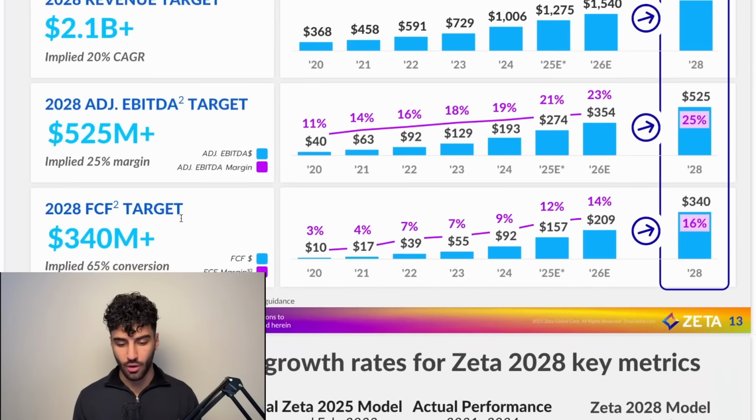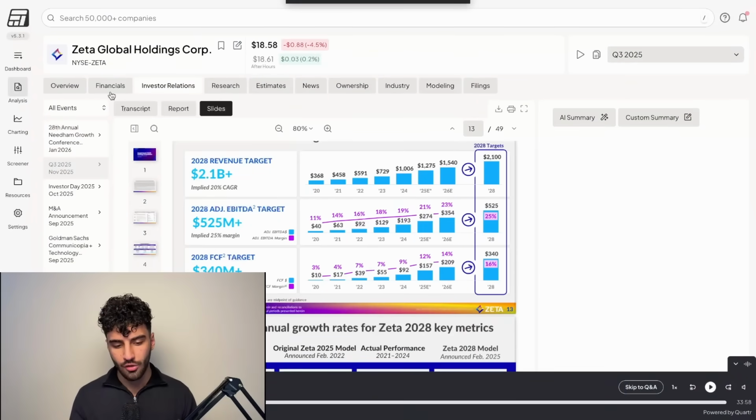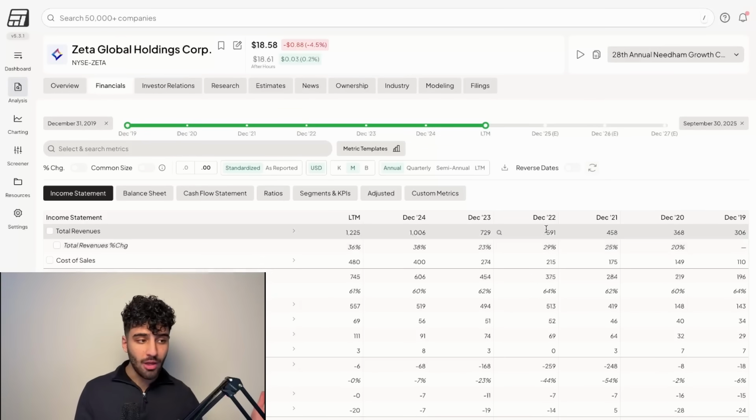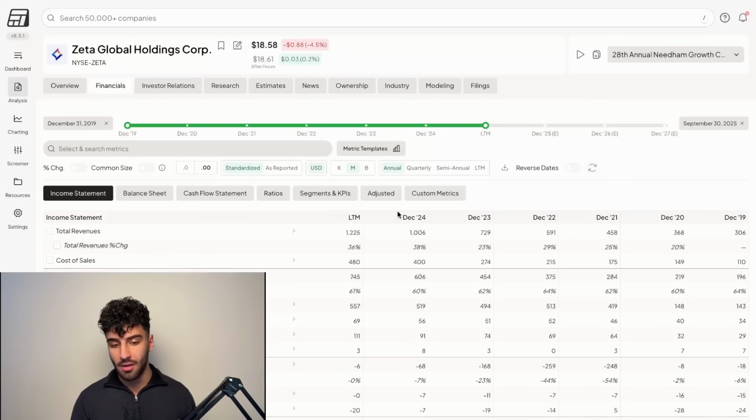They're also guiding for pretty significant free cash flow margin expansion. They're targeting roughly 16 or 18% free cash flow margin in 2028. So you essentially have this business that is growing ridiculously fast, guiding for a slowdown in that growth. But again, I wouldn't be surprised if they massively exceed those targets. They consistently talk about how they have had 17 quarters of beat and raise as well. So there's that you have to factor in.